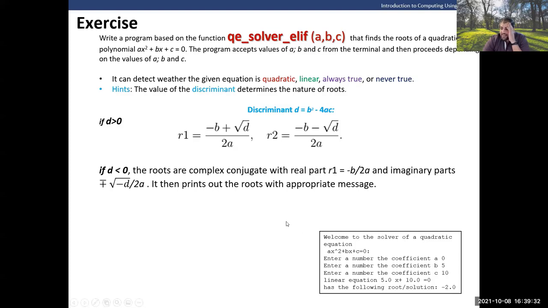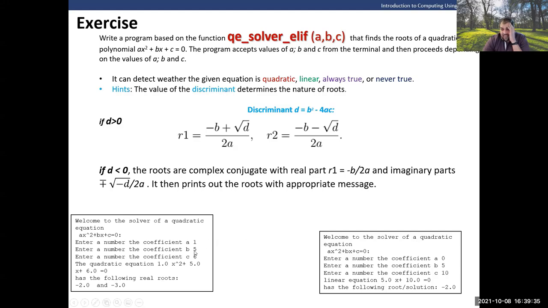Now, let's suppose that I enter 1, 5, and 6. So I have this quadratic equation, which is 1 multiplied by x to the power 2 plus 5x plus 6. To solve it quickly, what are those numbers that can be added to give us 5 and multiplied to give us 6? There are 2 and 3. Because we have a plus and a plus, it's going to be x plus 3 multiplied by x plus 2. So x is equal to minus 2 and minus 3, okay? And it has a real root, okay?